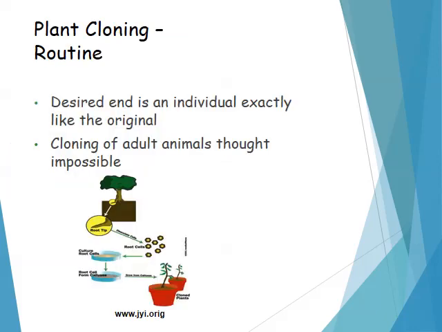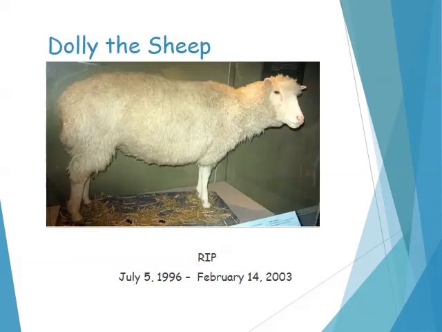Does this sound like something out of science fiction? Plants are routinely cloned. As with plants, the desired endpoint is to have an individual genetically identical to its original. It was thought for a long time that the cloning of adult animals was impossible. This brings us to a famous clone, Dolly the sheep.